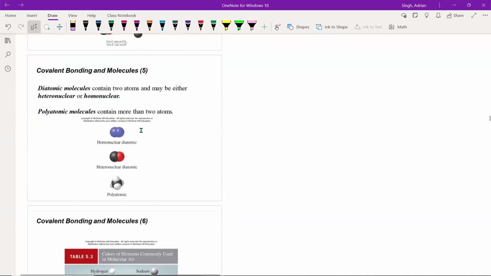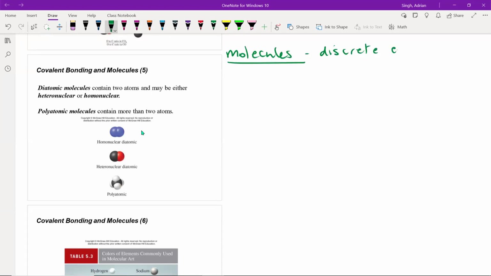So we've seen covalent bonding, the sharing of electrons, typically between nonmetals. We use the term molecules to refer to these types of compounds. They represent discrete entities of the combinations. Okay, we should probably write that down. So molecules: these are distinct or discrete entities of a covalent compound.